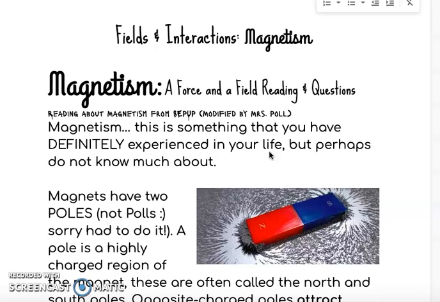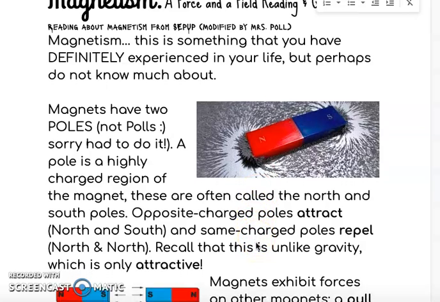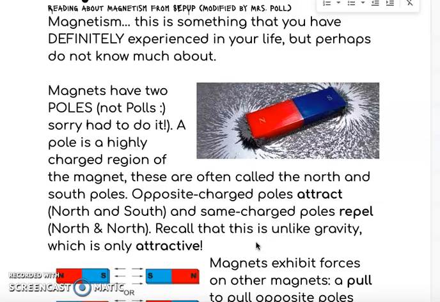Perhaps. I don't know if you learned in elementary school. Magnets have two poles, not Poles. Sorry, had to put that joke in there. A pole is a highly charged region of the magnet. These are often called north and south poles. So if you see in this picture, we have the north pole here and we have the south pole here. Opposite charged poles attract, north and south, and same charged poles repel, north and north, also south and south.